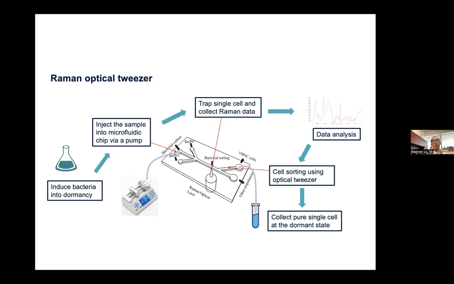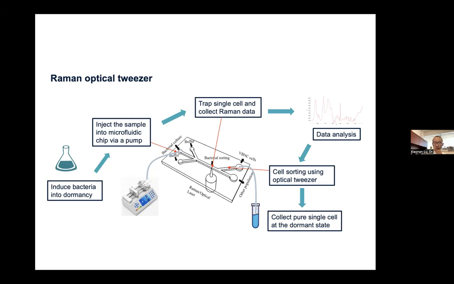So in a bacteria population, there's always a mixture, including healthy cells, injured cells, dead cells, as well as dormant cells, which are in the viable but non-culturable, or VBNC, state. Such a bacteria population can be introduced into the microfluidic lab-on-a-chip system that we designed and auto-manufactured.